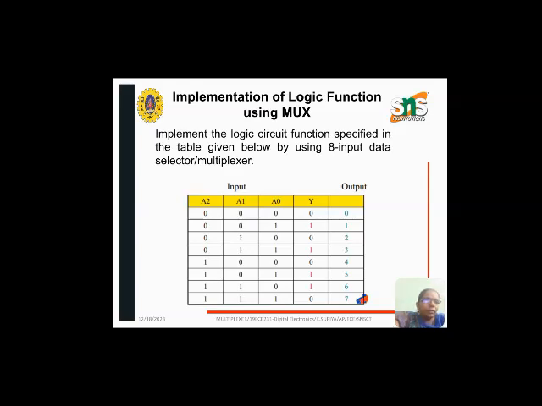Okay, so you can write the equation as for the first one the equation can be written as A2 bar, A1 bar, A0. For the third one it is A2 bar, A1, A0. For the fifth one it is A2, A1 bar, A0. And for sixth one it is A2, A1, A0 bar. So the Y output will be the addition of all these 4 inputs.